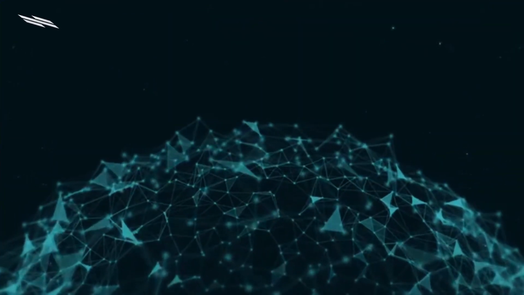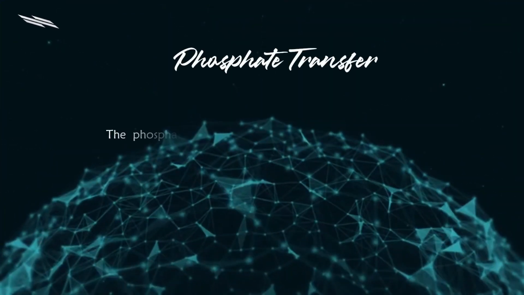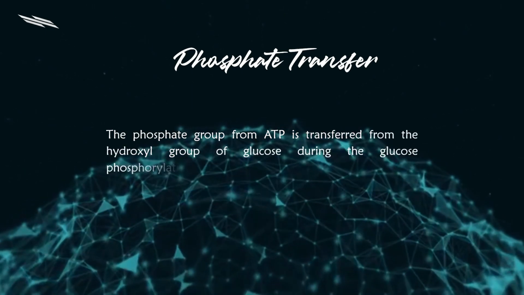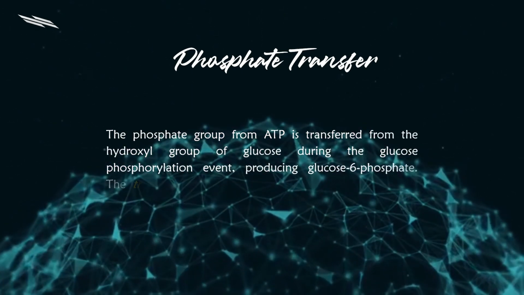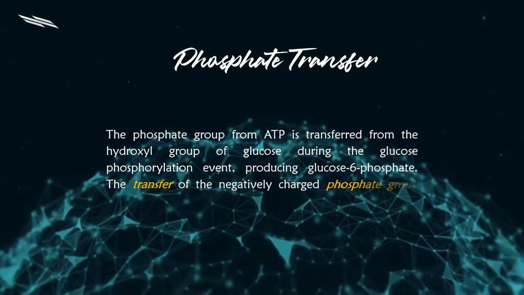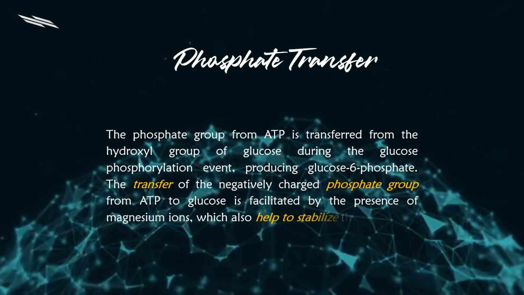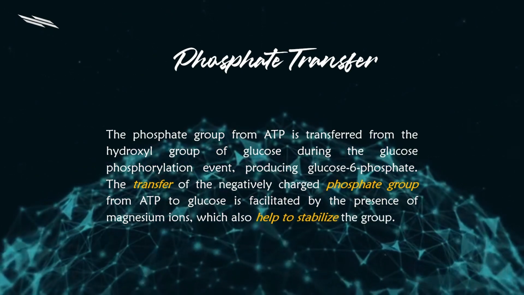Phosphate transfer: the phosphate group from ATP is transferred to the hydroxyl group of glucose during the glucose phosphorylation event, producing glucose 6-phosphate. The transfer of the negatively charged phosphate group from ATP to glucose is facilitated by the presence of magnesium ions, which also help to stabilize the group.